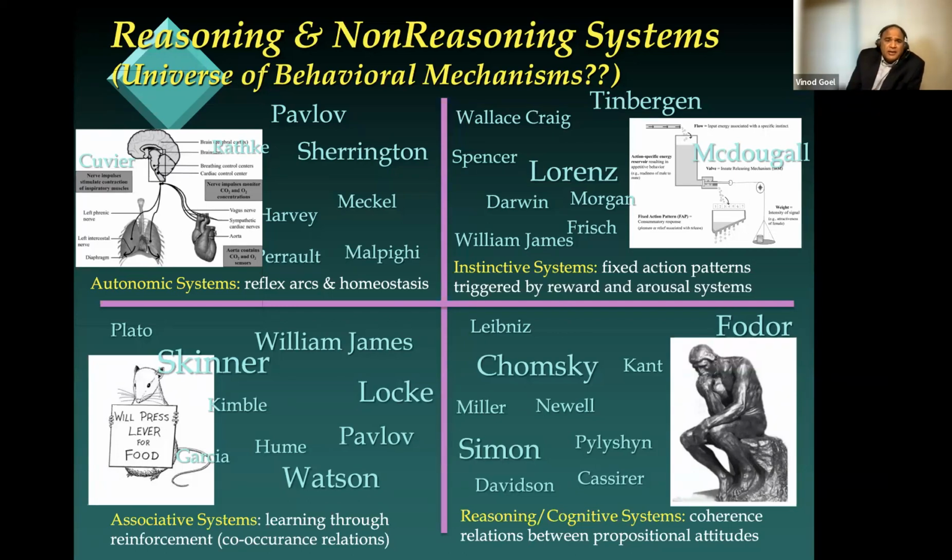Secondly, I want to point out that these are very different systems, with different underlying mechanisms. Autonomic systems are about reflex arcs and homeostasis. Instinctive systems are about fixed action patterns triggered by reward and arousal systems. Associative systems are about learning through reinforcement and co-occurrence relations. And reasoning cognitive systems are about coherence relations between propositional attitudes.